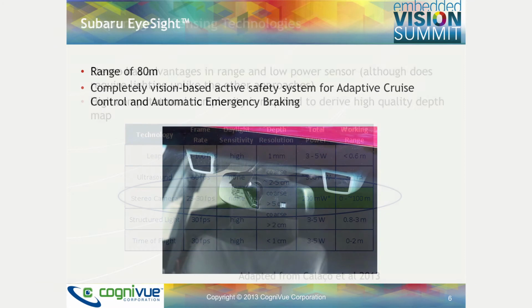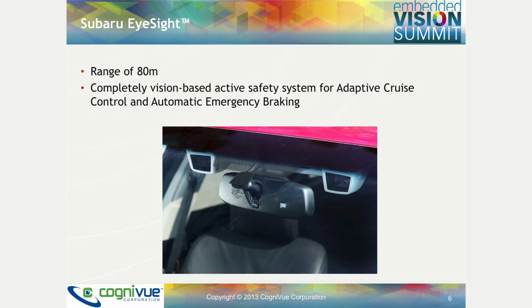This was a product actually released by Subaru last year. It's called EyeSight. That's not the gesture recognition company. It's a brand name for this active safety system that they have. So it's active emergency braking, or it's automated emergency braking and cruise control, and it's completely vision-based. You can certainly see how those value propositions for stereo come into play here.